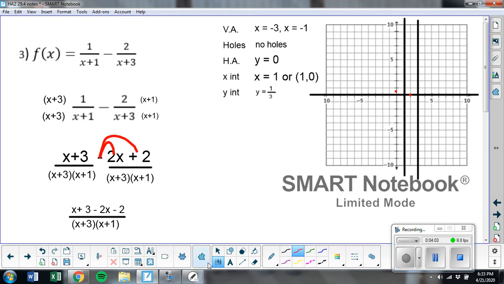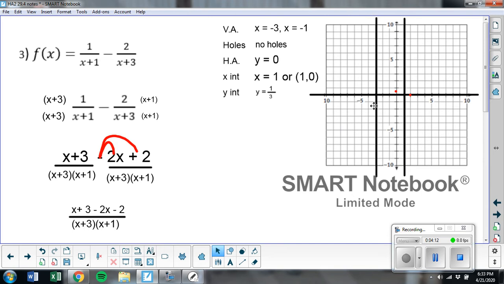So with this information, let's see what we can do. Sorry, I realized I plotted 3 and 1. I need to be at -3 and -1. Sorry about that. Well, that changes some things.